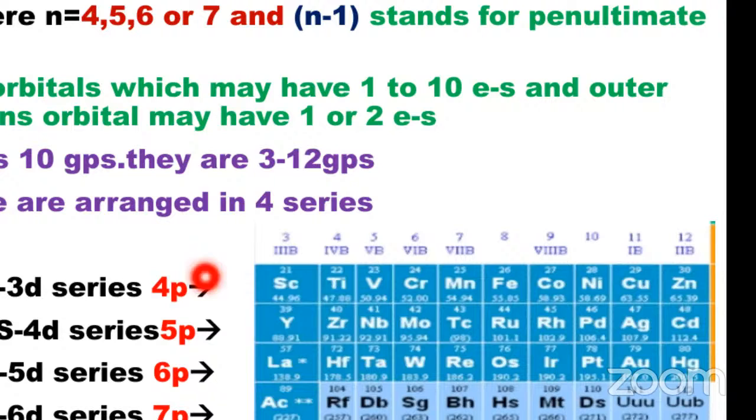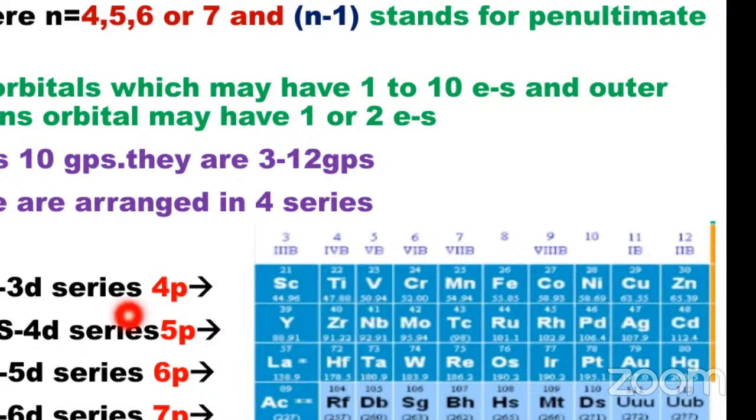Next is the 4D series. The 4D series is the fifth period. It starts from yttrium and ends with cadmium. Here yttrium atomic number is 39 and cadmium atomic number is 48.